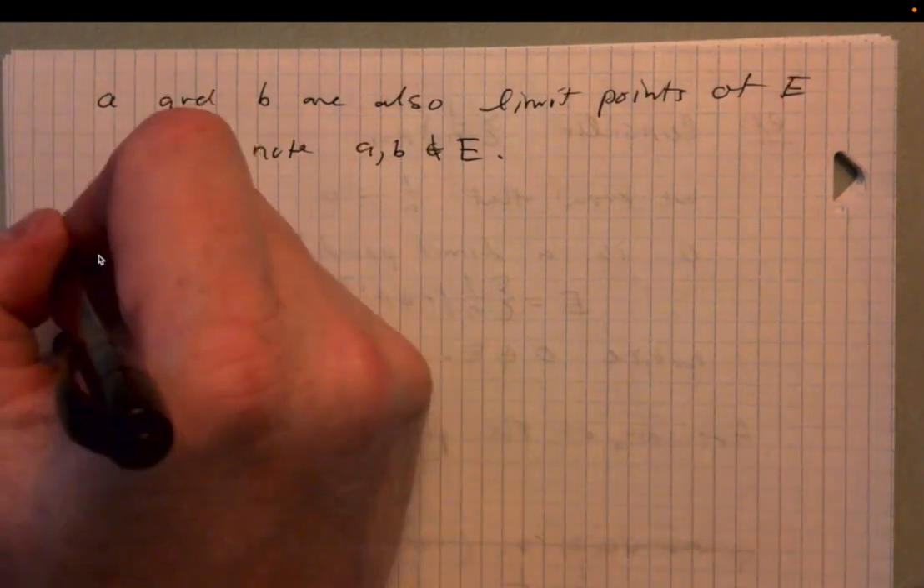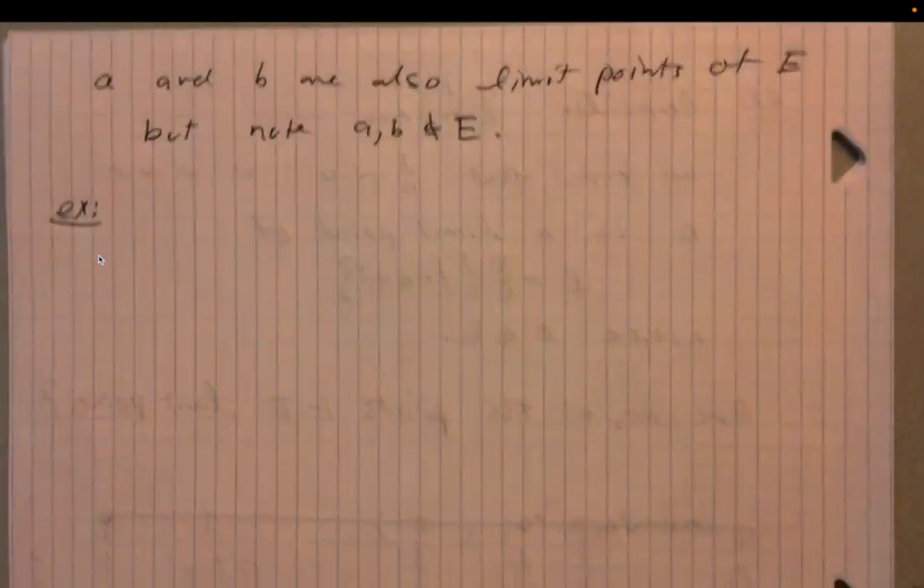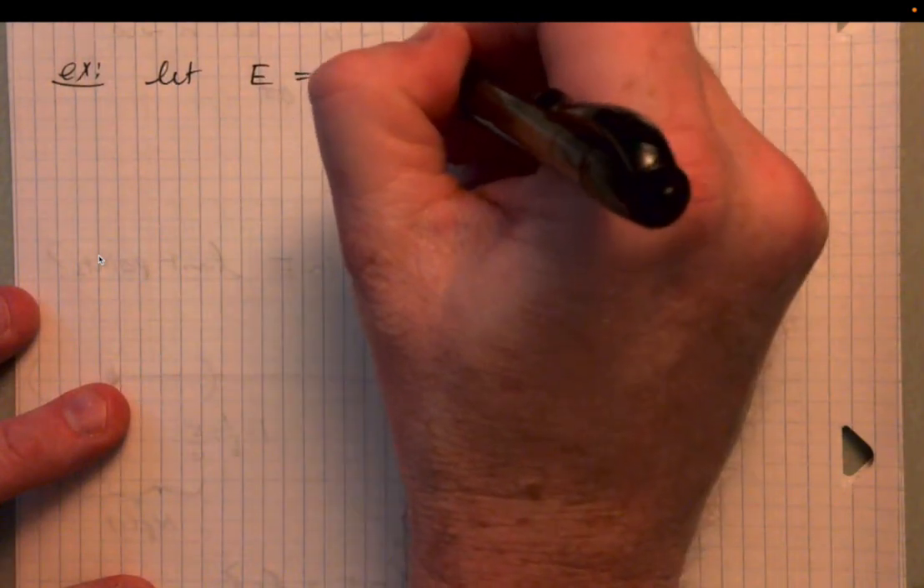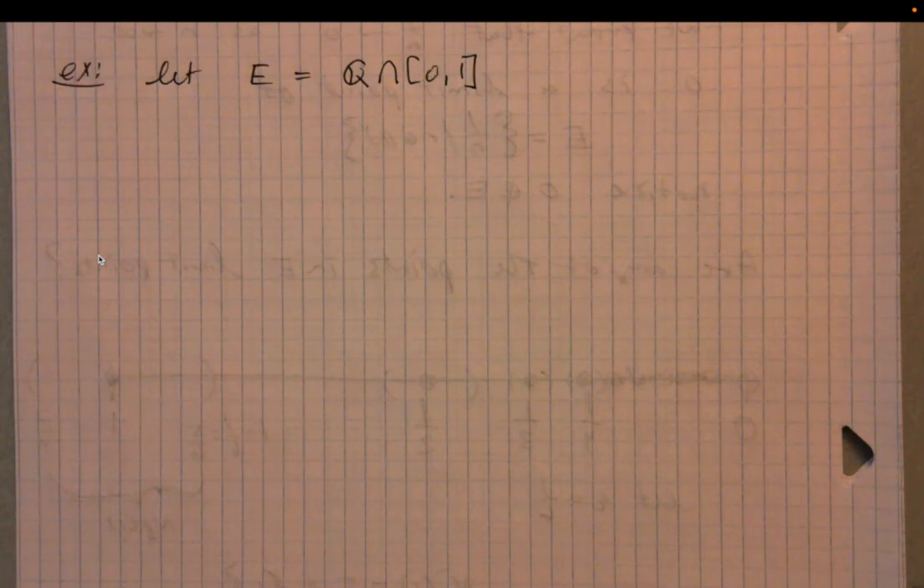Let's do one more example. We just want to make sure we have good intuition about this limit point idea. Let's let E equal the intersection of the rational numbers and (0, 1). So basically this is just the rational numbers between 0 and 1.